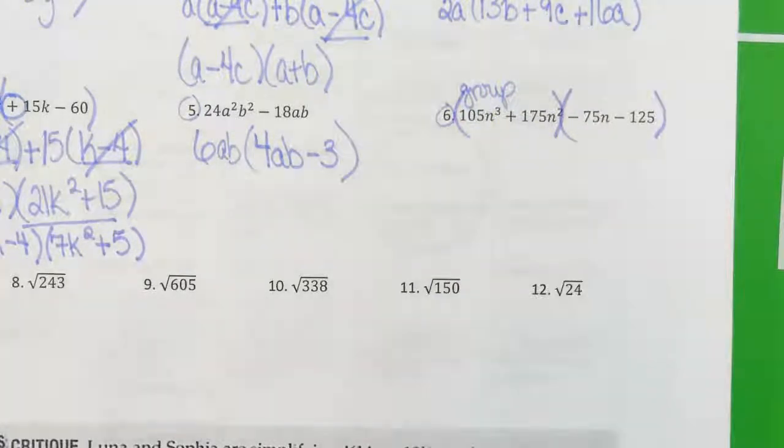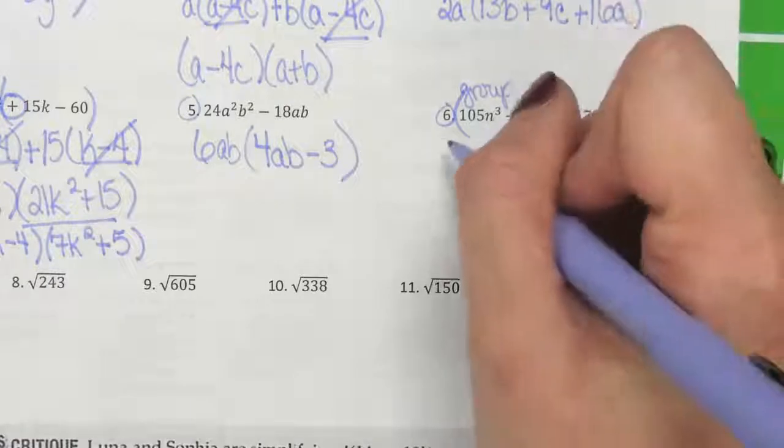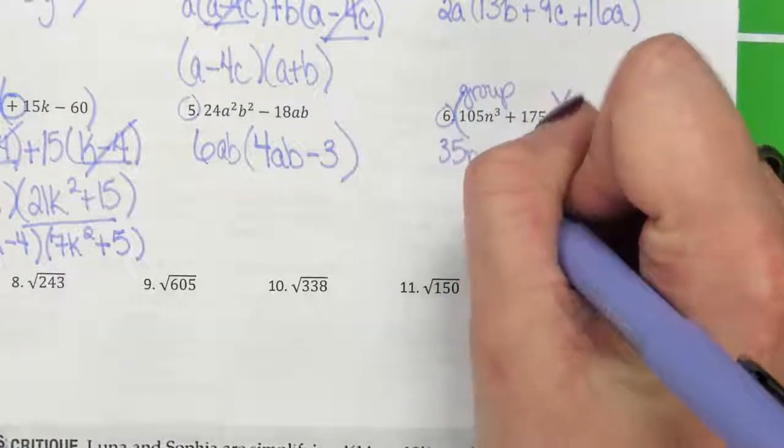All right, you got 105 and 175. What's the biggest number that goes into both of those? 35. Yeah, that looks about right. And then they have n squared.